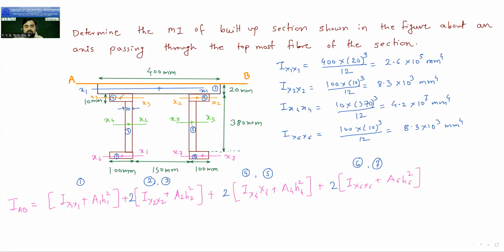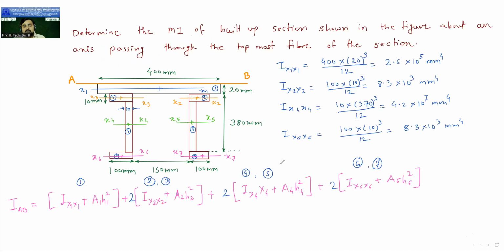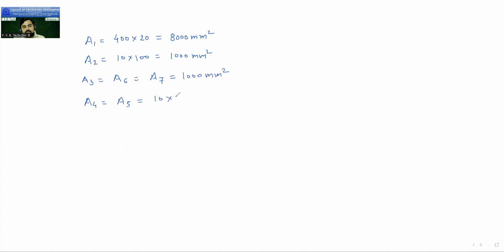So your A3 is also 1,000. A6 is also 1,000. A7 is also 1,000. Okay. As these four rectangles are same. So I will write here A3, which is equal to A6, which is equal to A7, which is equal to 1,000. Okay. And then A4, which is equal to A5, this is 370 and this is 10. So it is 10 into 370, which is equal to 3700 mm square. These all are the areas.